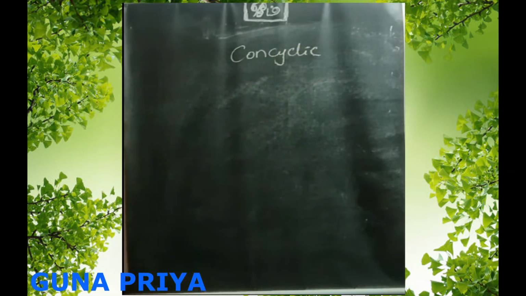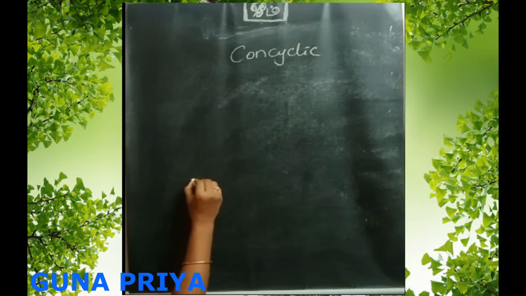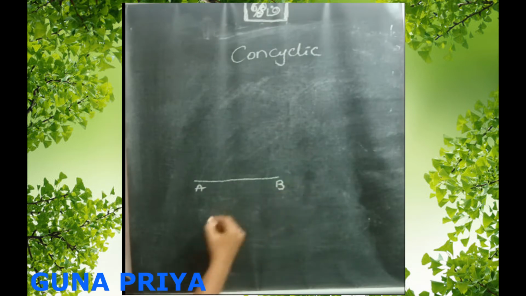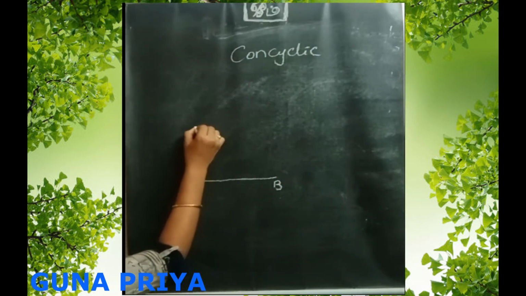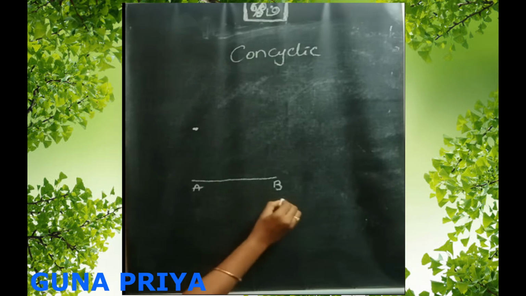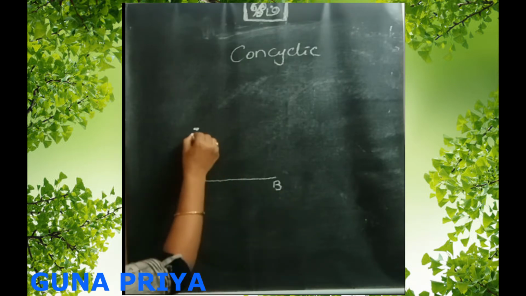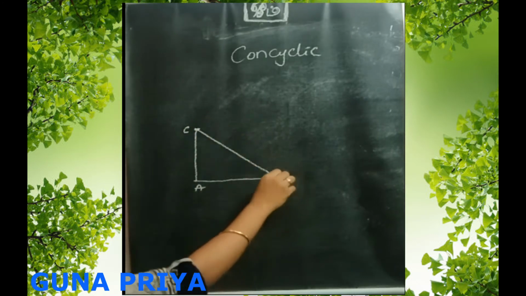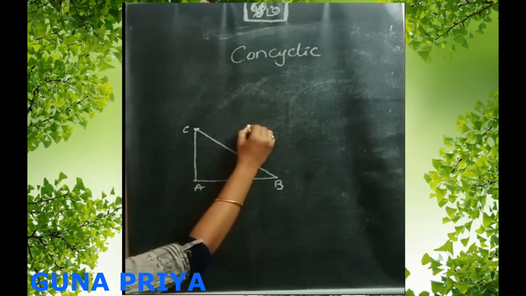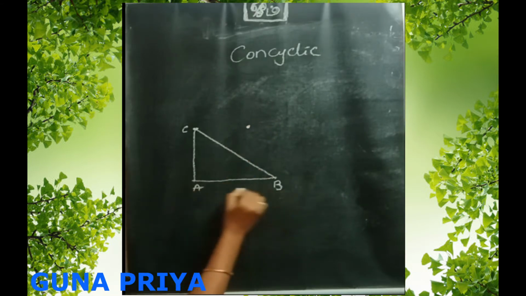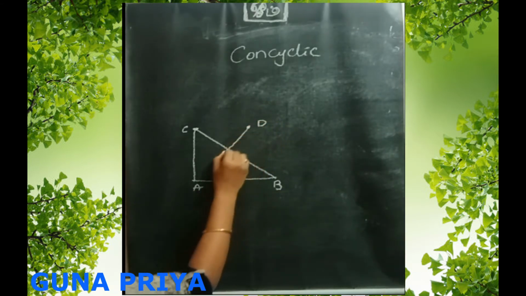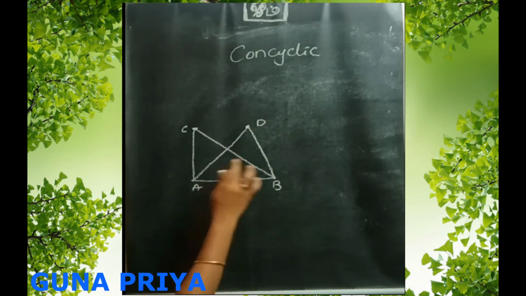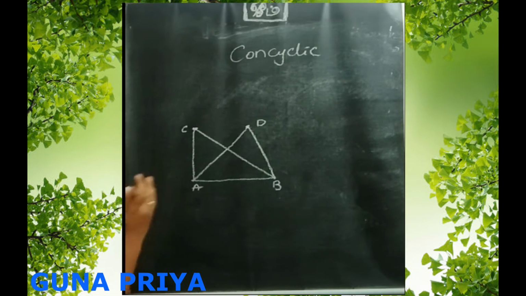Now let's see. Take a line segment with endpoints A and B, and place a point C somewhere above it with AB as a base. Let us draw the angle ACB. Now place another point D somewhere above the segment AB and form the angle ADB. Now listen to the next point carefully.